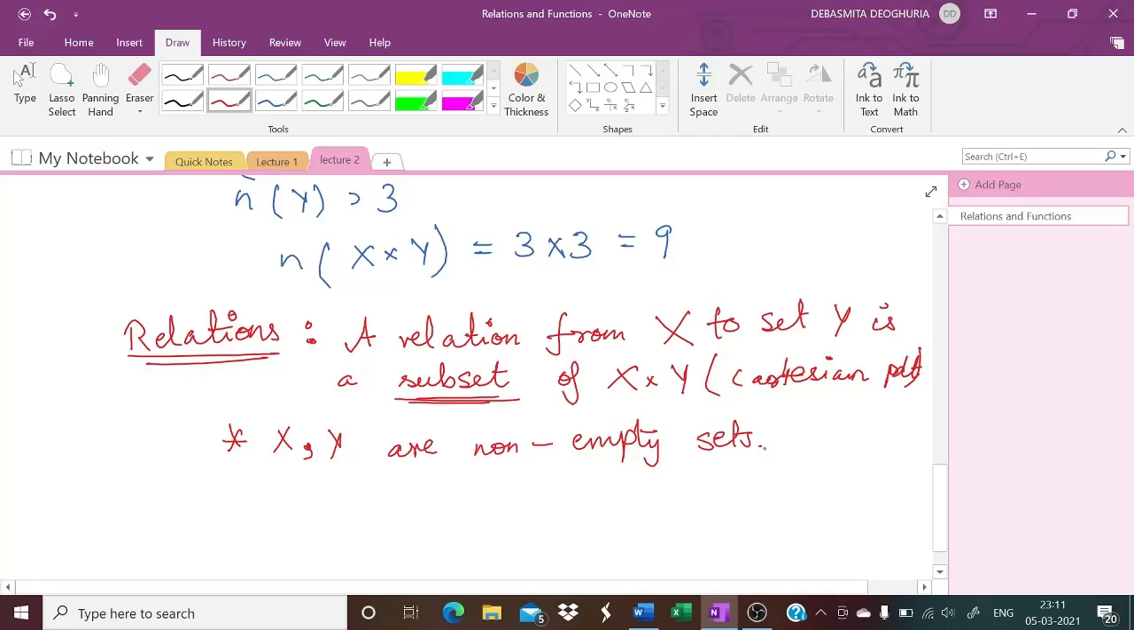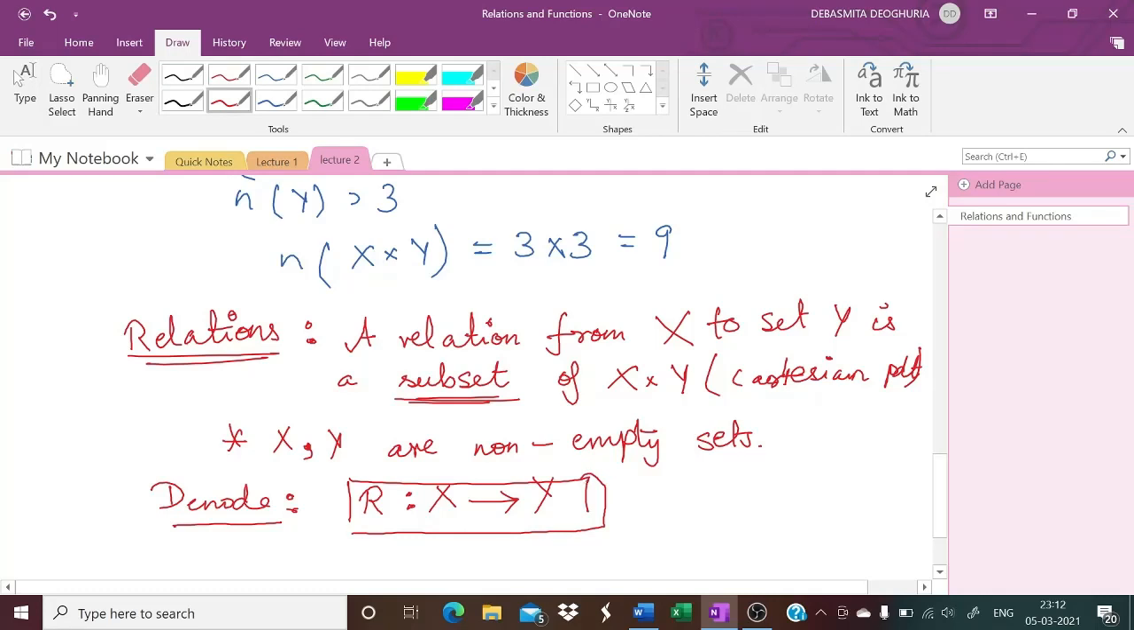Now how will we denote this? Let's see how we will denote a relation, because in a question you will not be given like "A is a relation from X to Y". No, you will be given some symbols and notations and you have to understand that. So we will write this as R. R is the relation from set X to set Y. This is how we denote it. In the exam, in your question, it will be given like this. So this is important to know.